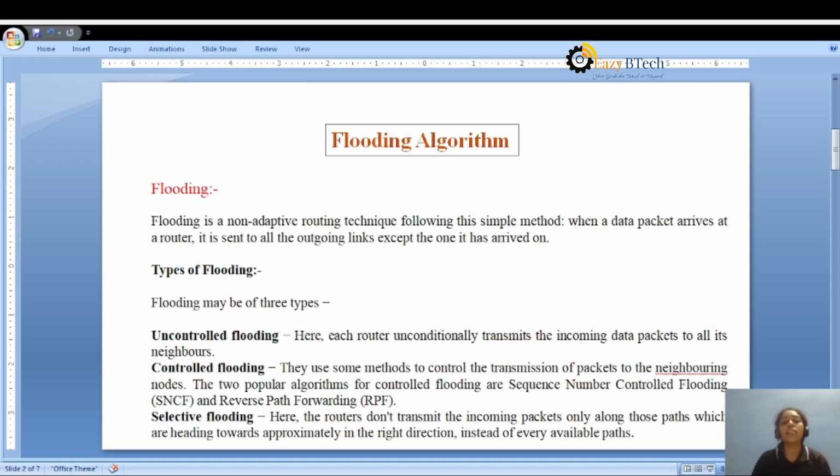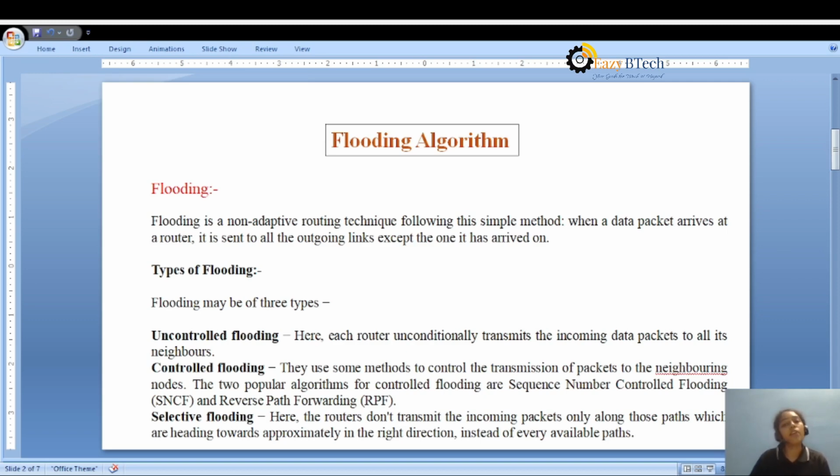Whenever the network is established, we find a best route. The routing information will be stored in all the routers in the network. Here, the flooding algorithm uses broadcasting. Broadcasting means it sends the data packets to all the nodes that connect to the network.